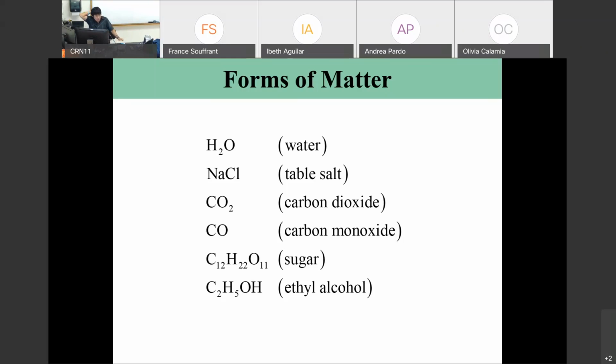And then you have other ones, carbon dioxide, carbon monoxide, okay? Again, guys, this is just an introduction to the composition of matter and a little bit on the chemistry behind this, right?